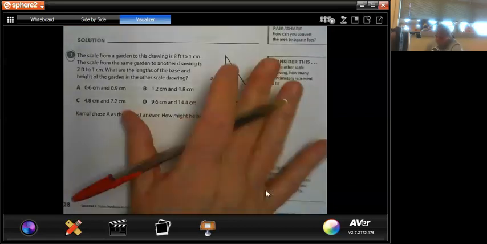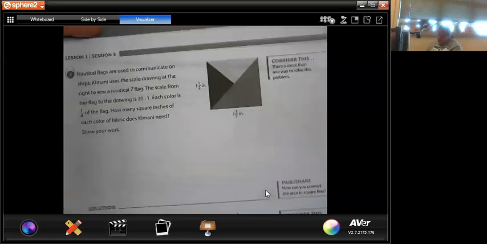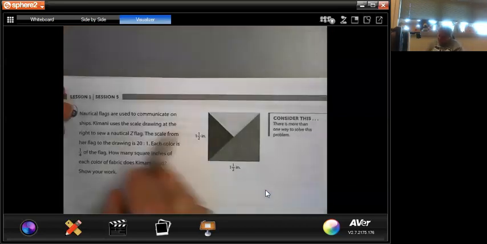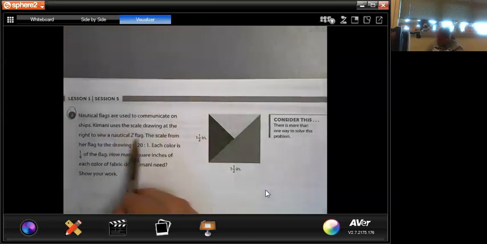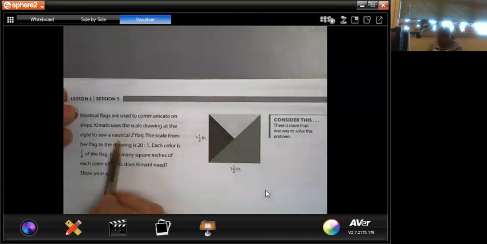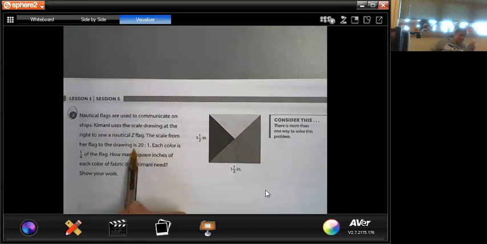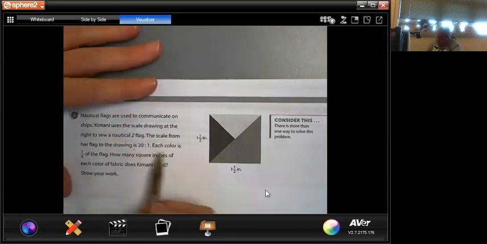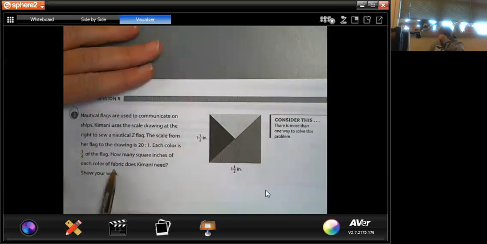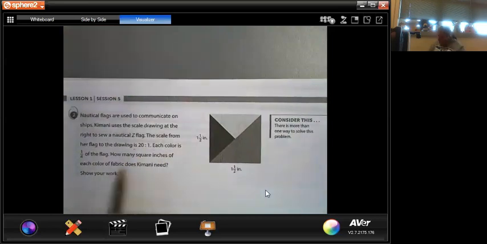Number 2. Nautical flags are used to communicate on ships. Kamani uses a scale drawing at the right to sew a nautical Z flag. The scale from her flag to her drawing is 20 to 1. Each color is 1/4 of the flag. How many square inches of each color does Kamani need?